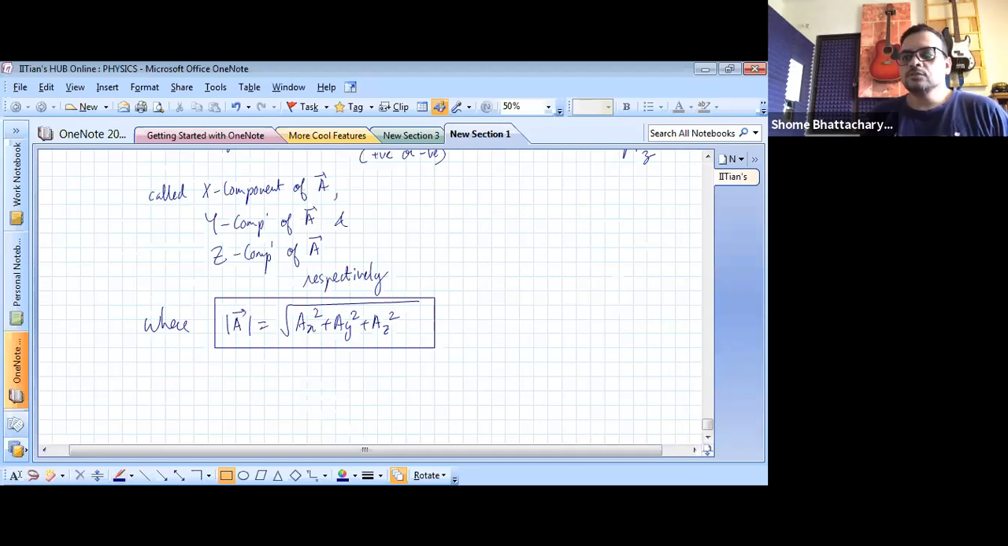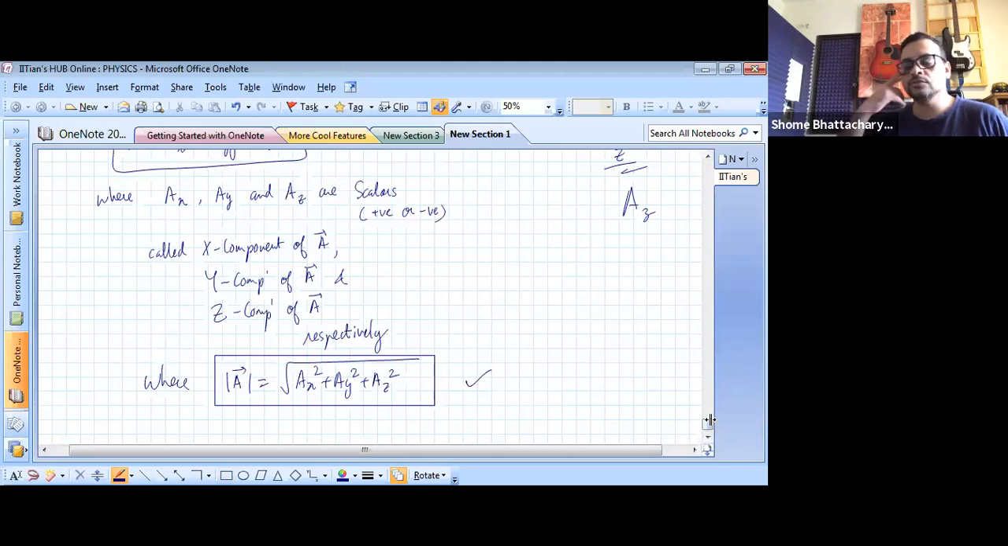Now of course, this formula is correct on its own, there's no doubt about it. But let's try to justify this formula also. If the three components are there, why is it root of Ax square plus Ay square plus Az square? Let's try to understand this also. This is the magnitude of vector A.